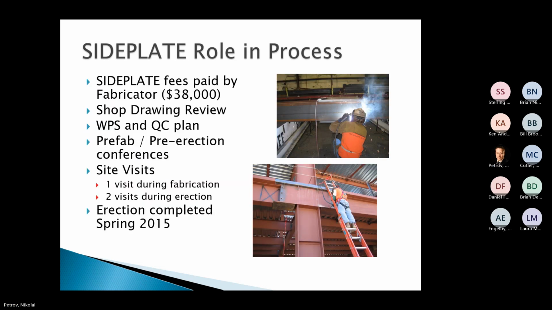So we're doing good. SIDEPLATE's fees for this project, paid by the fabricator, were $38,000, for a 76,000 square foot building in 2014 dollars. That just gives you an idea of how that tracks. It's not cheap, but I think they can typically demonstrate savings well in excess of the fee they charge. And we already talked about what they do. They did two site visits during erection and one to the shop during fabrication.